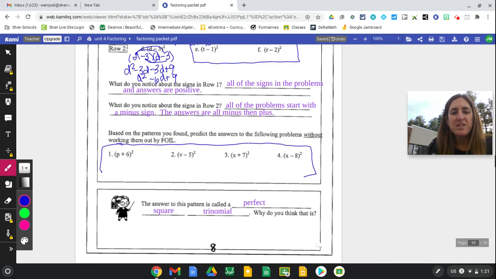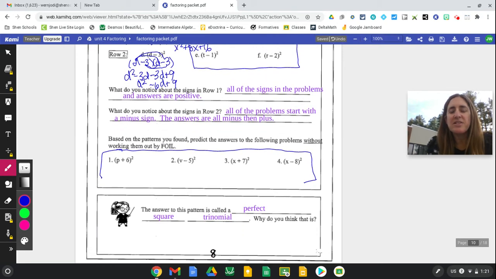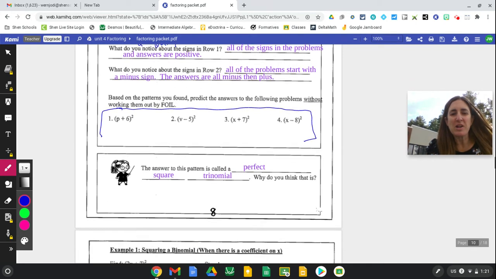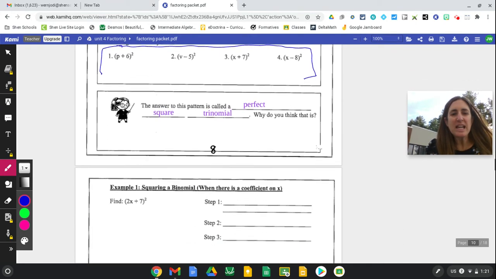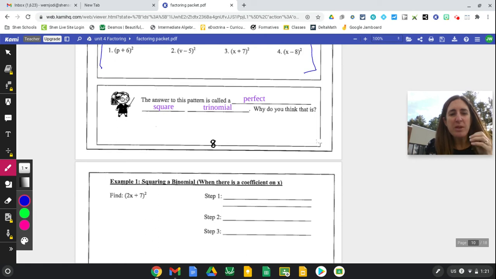When you do these questions, the answers to these patterns that we're looking at are called perfect square trinomials. They're called perfect square trinomials because at the end of each of the problems, the number is a perfect square. It's like squaring at the end. Super fun. I love my perfect squares, like 1, 4, 9, 16, 25, and so on. Perfect square trinomials. So it gets a little bit trickier though. Now there's going to be a coefficient in front of our x term.